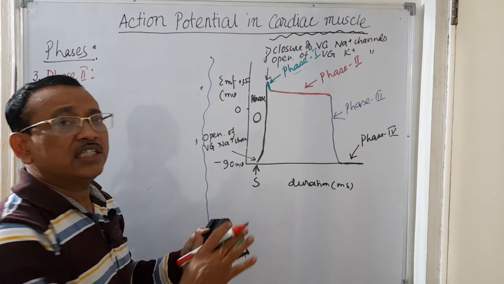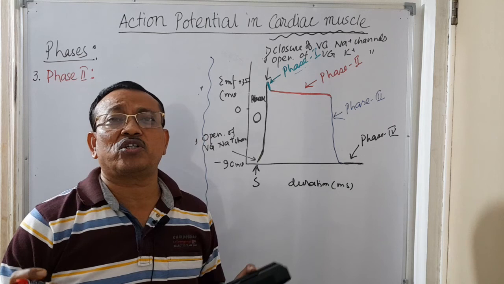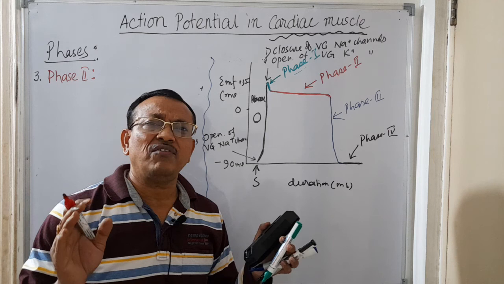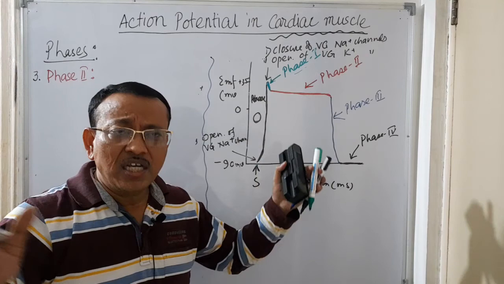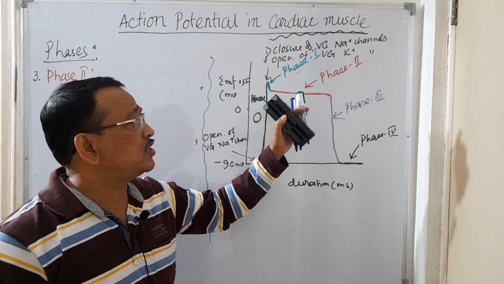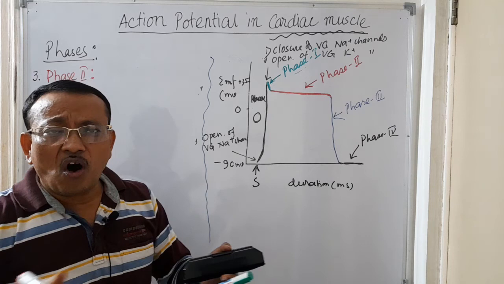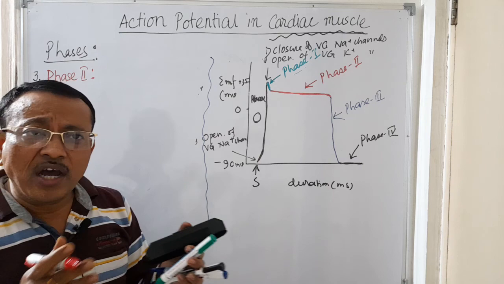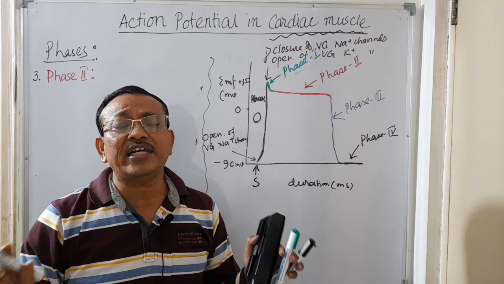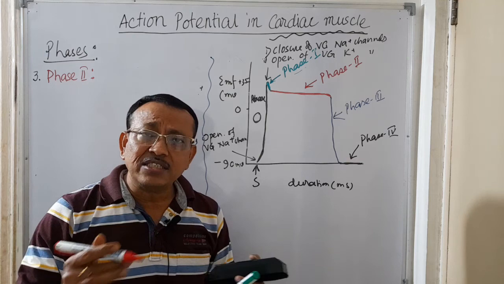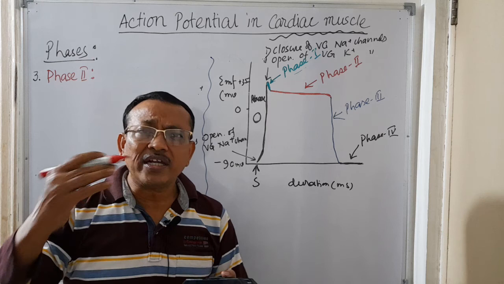The duration of the action potential of the cardiac muscle is around 250 milliseconds, which is very high in comparison to the neurons and the skeletal muscle. Because of the presence of this additional phase, phase 2, there is a long duration of the action potential and thereby a long refractory period of the cardiac muscle. Because of this, the cardiac muscle cannot be tetanized and cannot be fatigued. It is indefatigable, and as it is indefatigable, cardiac muscle can continuously beat.